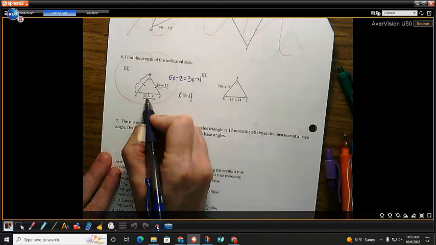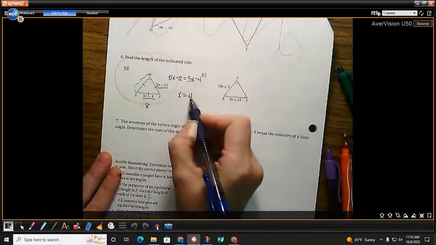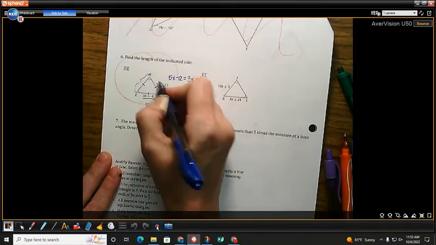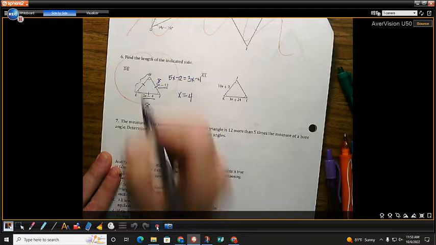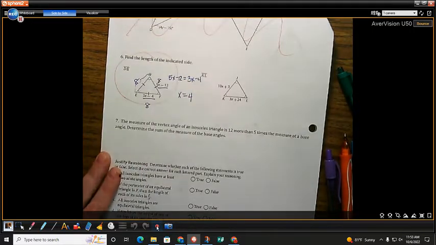4 times 3 is 12 minus 4 is 8. 4 times 5 is 20 minus 12 is 8. And so how long is this side? 8. It's also 8. Questions, problems, complaints, concerns, or comments here?